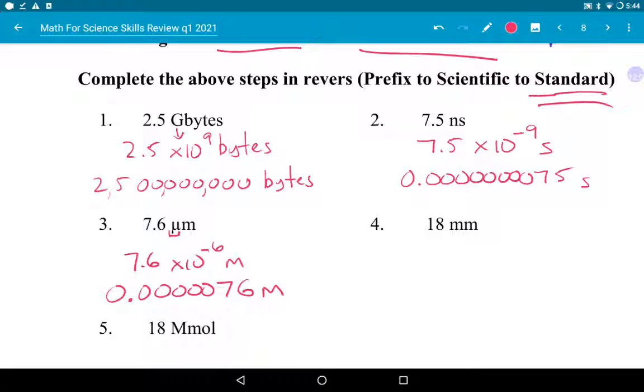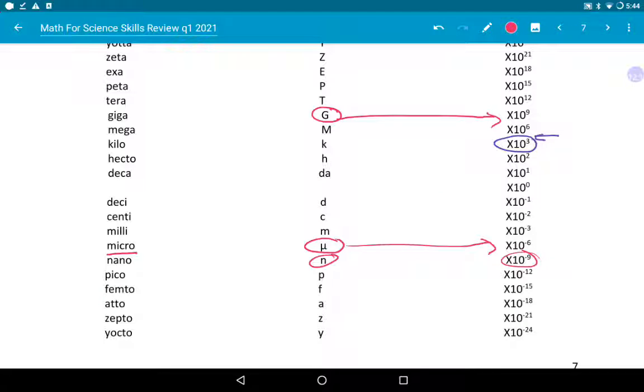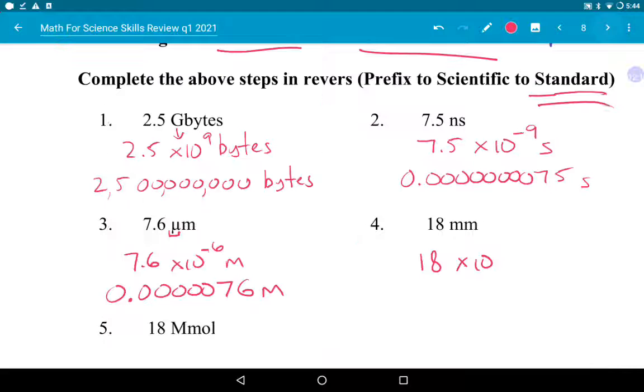Okay, 18 millimeters. So 18 millimeters, we have 18 times 10 to the, you might know this already, but millimeter, we've got 10 to the -3. Okay, meters. So now we're going to move it 3 times to the left, so 0.018. If you started here, you go 1, 2, 3.